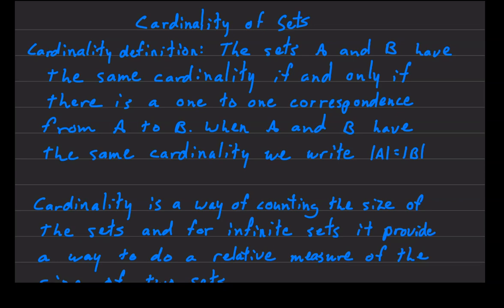Cardinality of sets. The cardinality definition. The sets A and B have the same cardinality if and only if there is a one-to-one correspondence, highlight that in red, from A to B. When A and B have the same cardinality, we write the cardinality of A is equal to the cardinality of B.